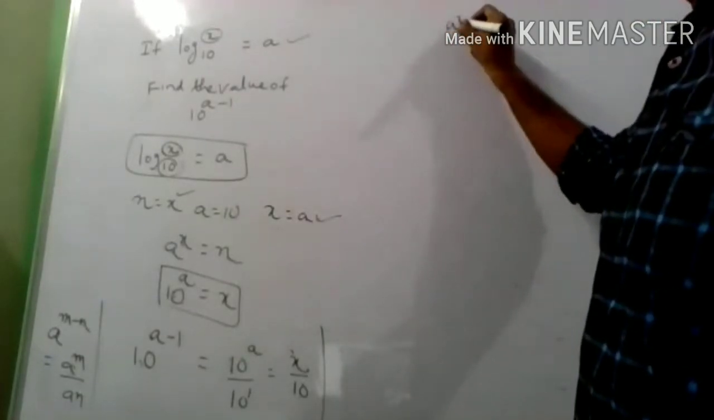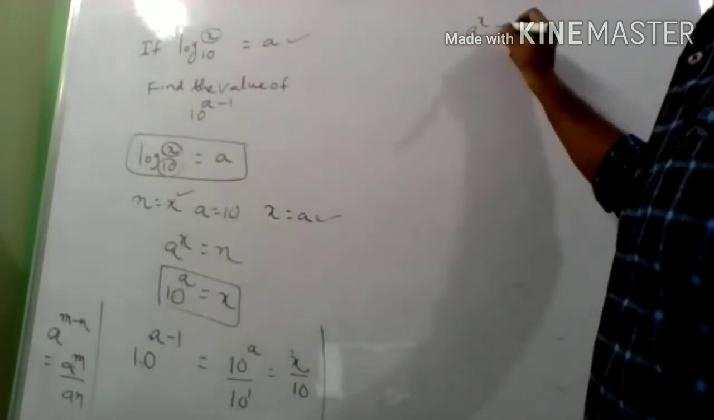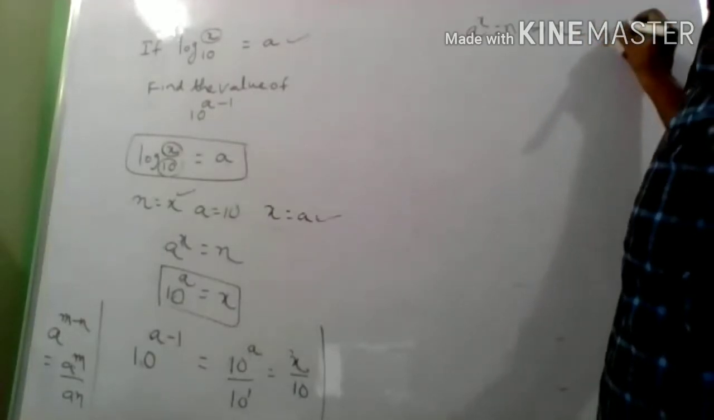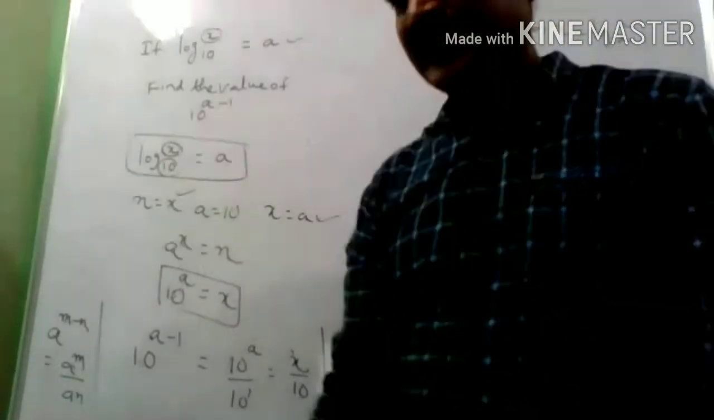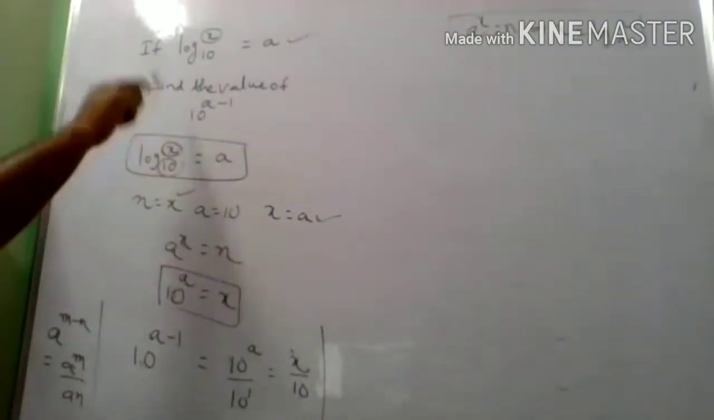A power x is equal to n, that is x is equal to log n to the base a. Okay, students, next one. Have you understood or not? Write down.